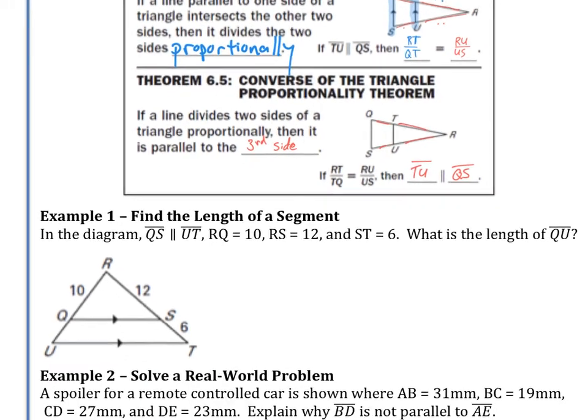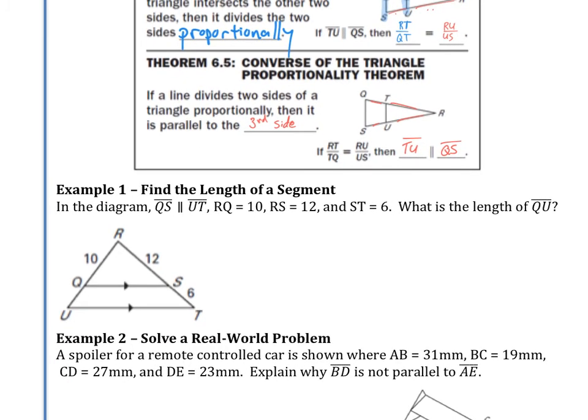And then example 1 is getting into using this. So we see that in the diagram, segment QS is parallel to segment UT. RQ equals 10, RS equals 12, and ST equals 6. What is the length of QU? So we're looking for X. So just like above, we know that if you take the longer side over the shorter side, it's equal to the other long side over the shorter side. And that's because the lines are parallel. So we know that 10 over X is equal to 12 over 6. And that was from those theorems up above.